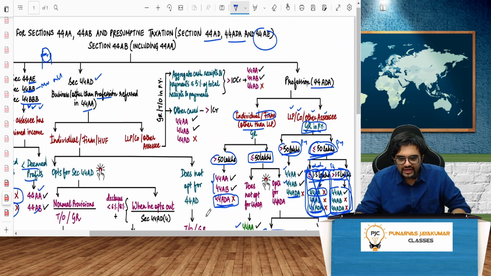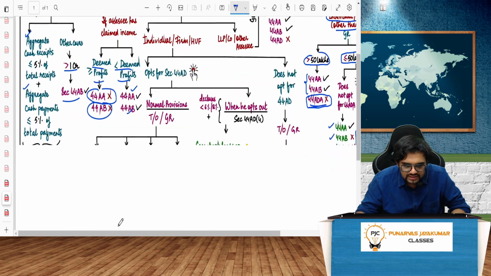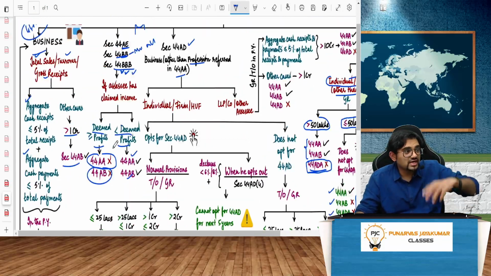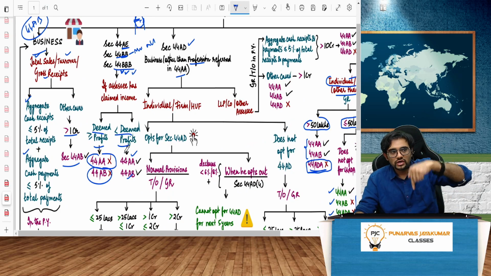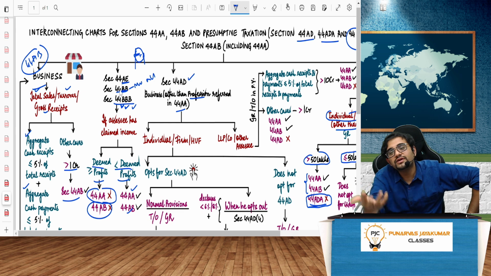Right? So what have we done now? We have done normal 44AB, business and profession. This chart is available, don't worry, go down. Next, 44AE, we have seen. BB, hey BB, mineral oil, Habibi, correct. Then BBB, big shot, Bachchan. Big B, big Bachchan, big shot. Turning the key, stupid, but it's fine, you will remember.